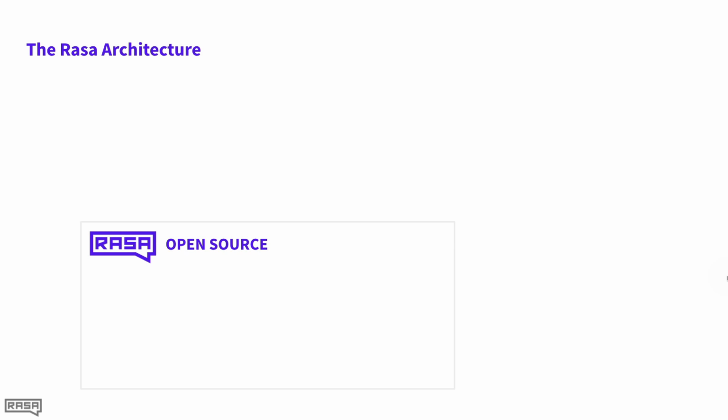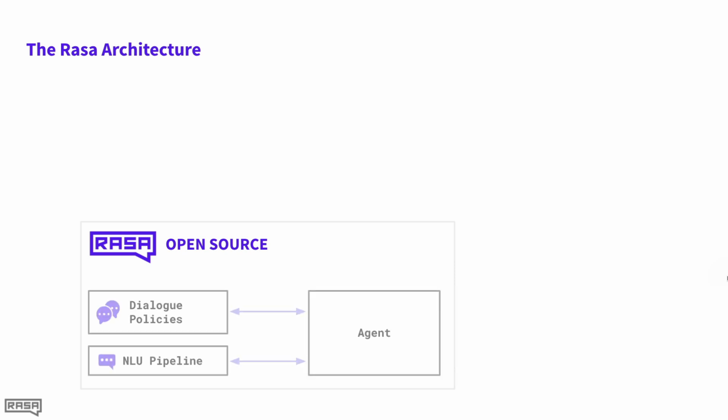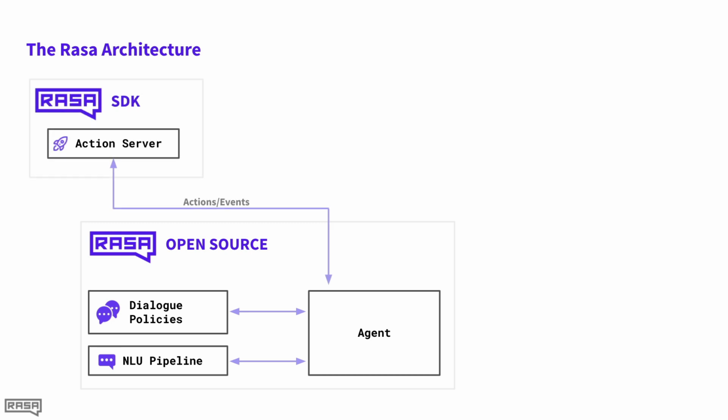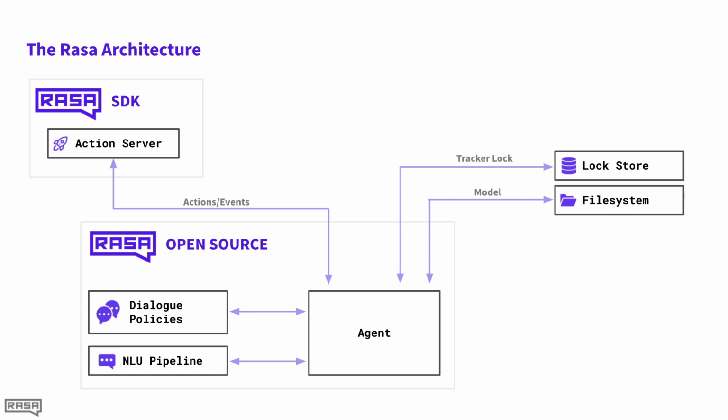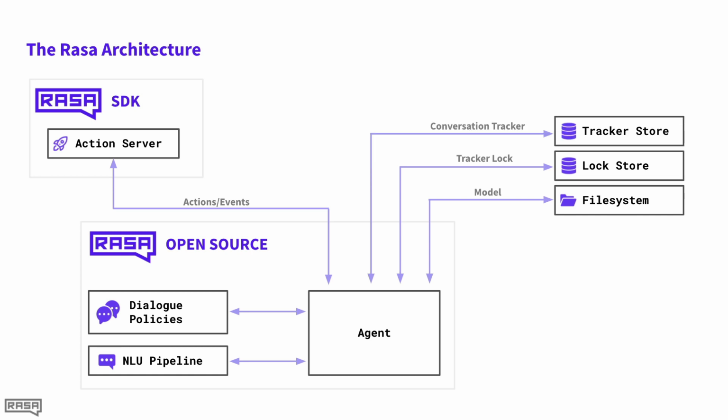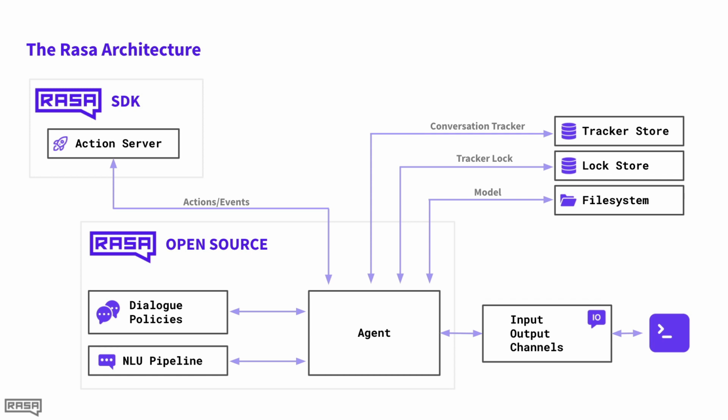If you want to deploy a Rasa assistant, if you want to do it properly, there's a couple of moving parts that you're going to have to consider. For example, inside of Rasa open source, we have dialog policies, an NLU pipeline, and an agent. And this agent communicates with lots of other services. Typically, there's an action server, there's a file system that we have to interact with, there's a log store for the tracker, there's also the conversation tracker in general, and from here, there are these input-output channels that we're communicating to. And as you might be able to imagine, there's actually quite a lot of services that we have to concern ourselves with. And this is just Rasa open source.